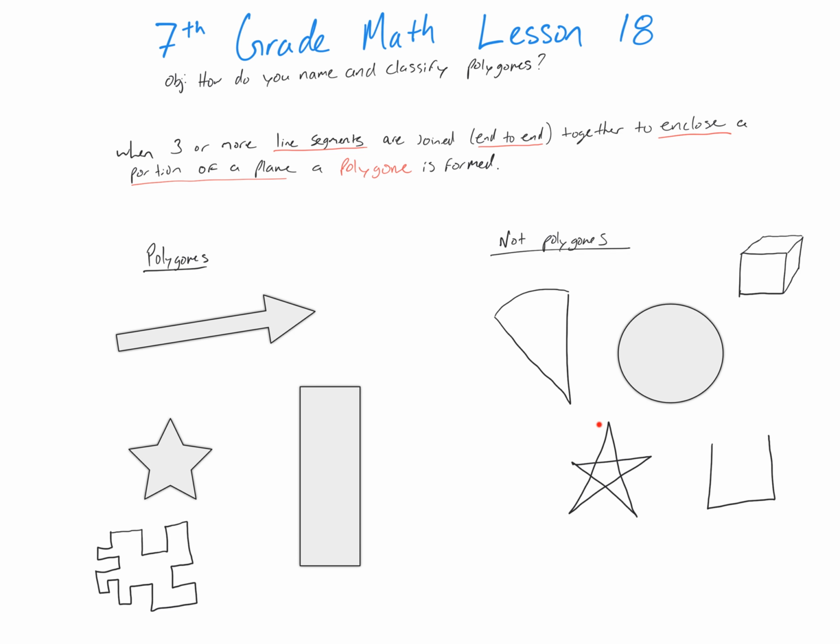This looks like it is, and notice there's a star over here, but this one's not because those sides cross over each other, so it's not a polygon. And then this one, notice it's not closed. If there's another side here, then it would be, but since it's open like that, then it's not a polygon.